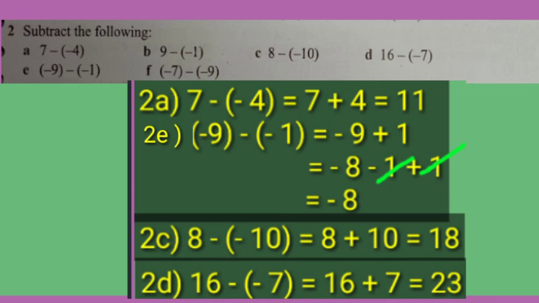Question number 2, subtract the following. Part E: minus 9 minus minus 1. Here minus into minus will get positive value, that is minus into minus 1 will get plus 1. It can be written as minus 9 plus 1. Minus 9 is split into minus 1 plus minus 8. That is minus 8 minus 1 plus 1. Now cancel positive 1 and negative 1, we will get minus 8 as the answer.